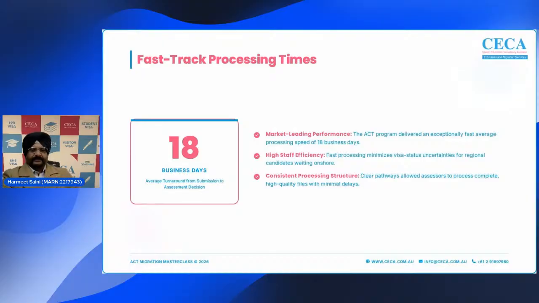Another massive initiative from ACT was the fast track processing time. Most of the applications were finalized within 3 weeks or even less, almost within 18 days of being submitted for nomination. The ACT program showed exceptionally fast average processing speed and high staff efficiency, which minimizes visa status uncertainty for regional candidates who were waiting.